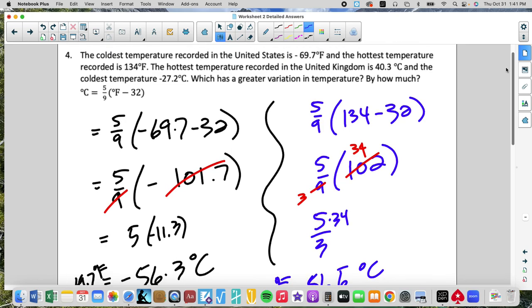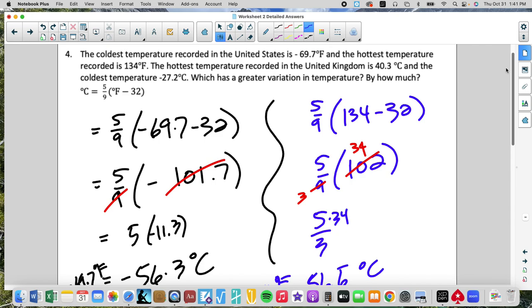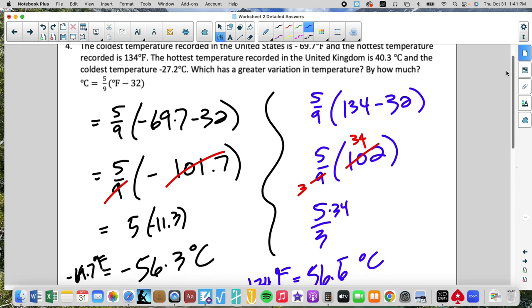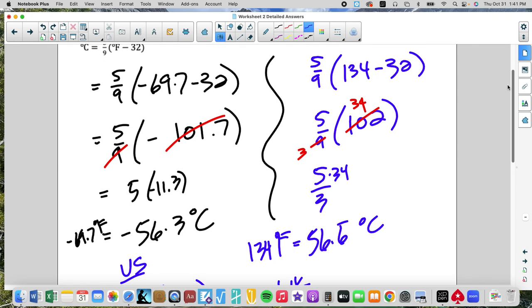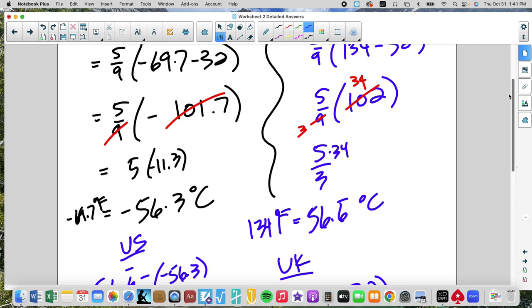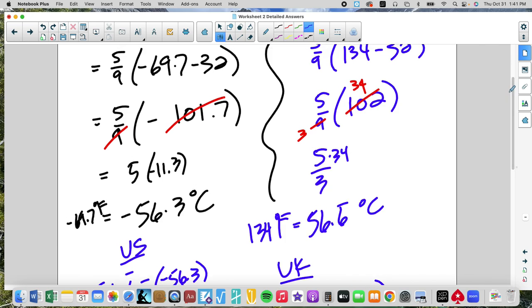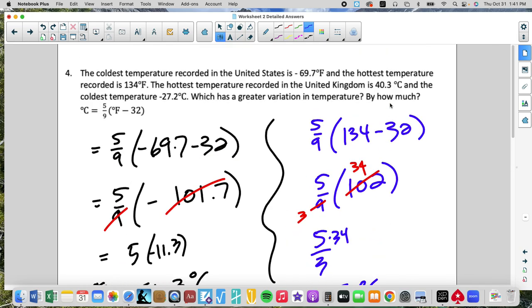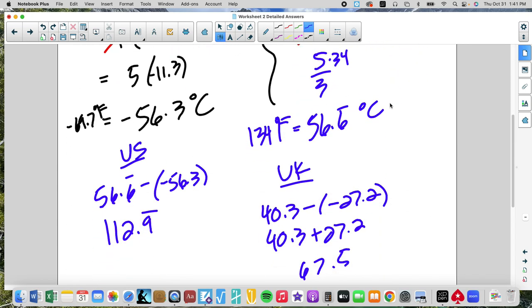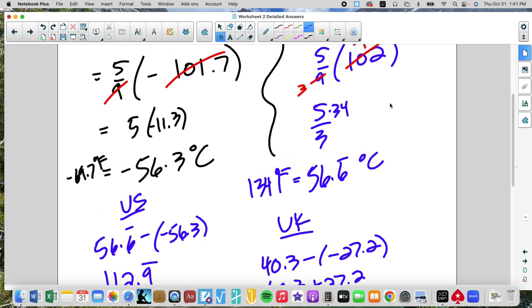How's temperature? 134 Fahrenheit. Plug in Fahrenheit minus 32 gives me 102. That was correct. Gave me 56.6. Let's take a peek. Siri, 134 degrees Fahrenheit is equal to what in Celsius? Yeah, 56.6 repeating. Good. Siri, negative 69.7 degrees Fahrenheit is equal to how much Celsius? Yep. Negative 56.6, but that's okay. That's close.